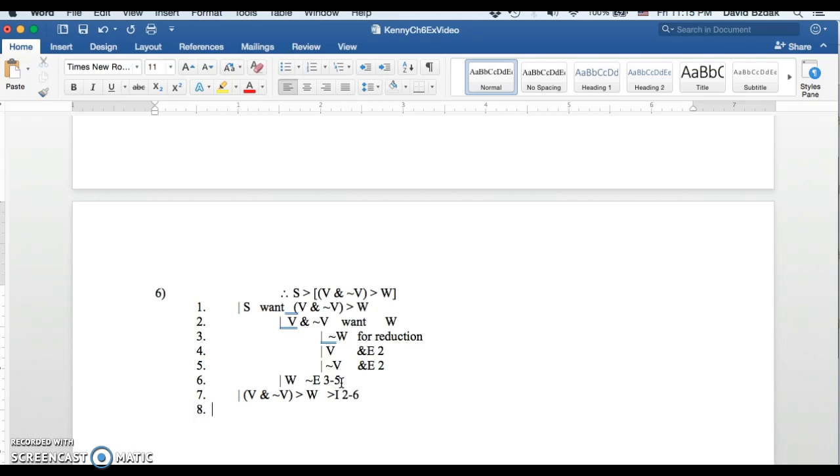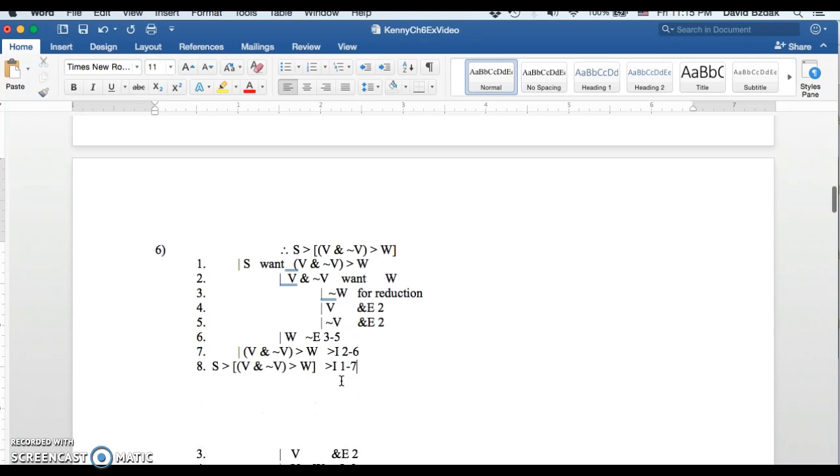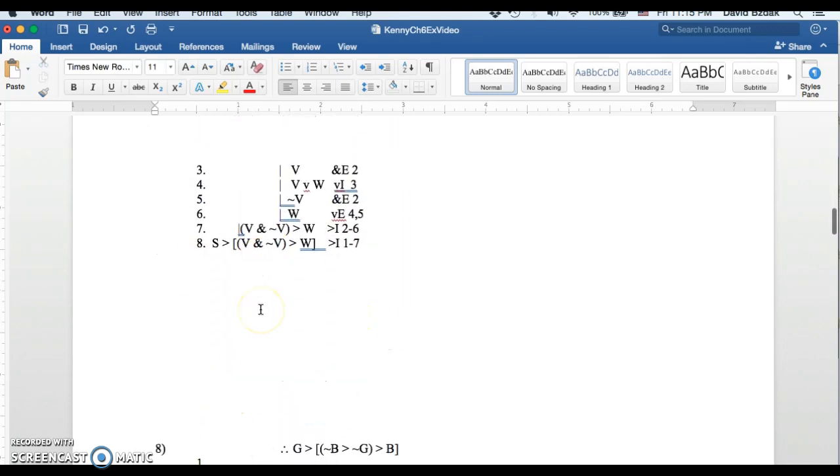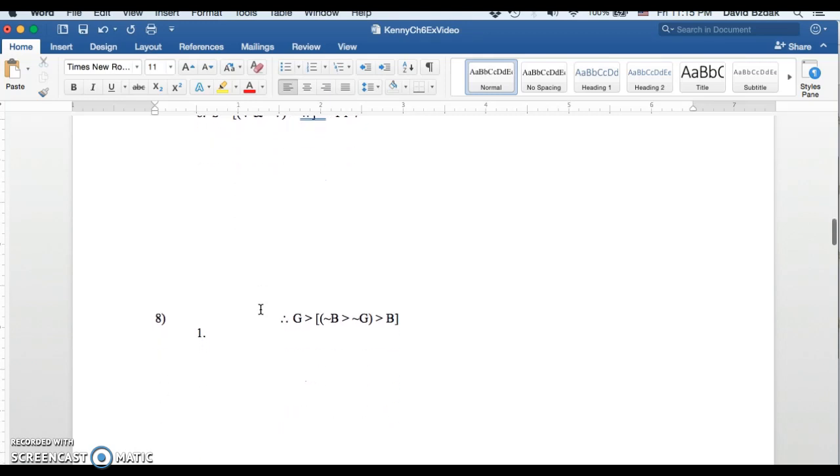And then our last line is back to this original scope line. S conditional V and not V conditional W. And that's again conditional introduction 1 through 7. So either of those is perfectly acceptable, and you can see they take the same number of steps, so it's not even like one is quicker than the other.